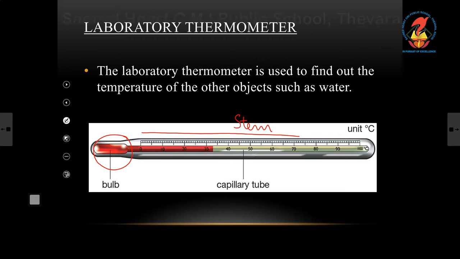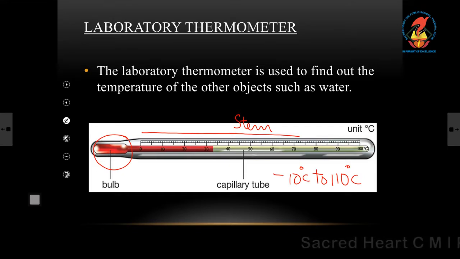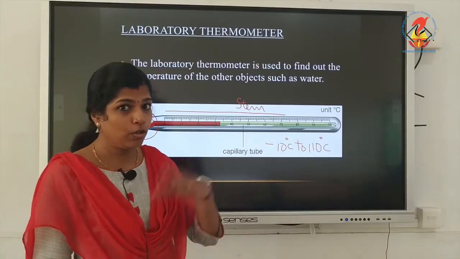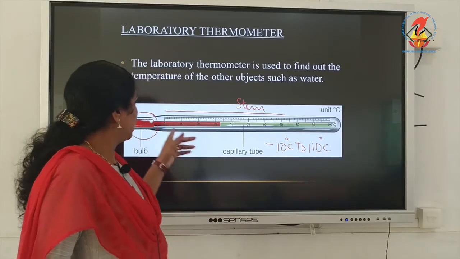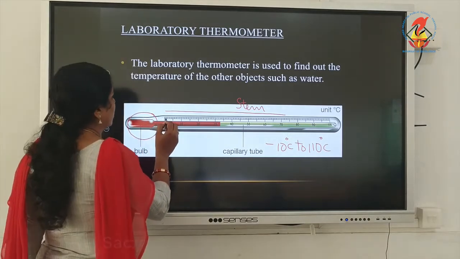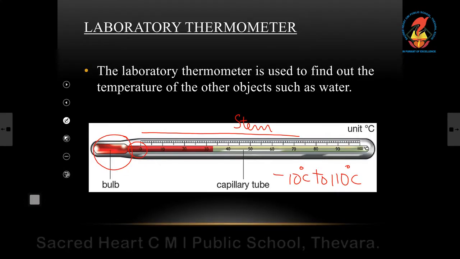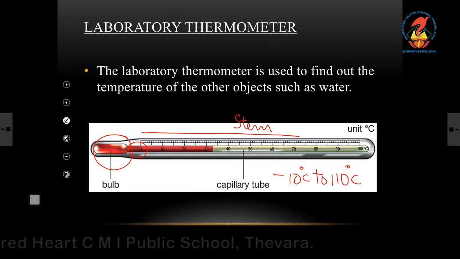For a laboratory thermometer, we can measure the temperature from minus 10 degrees Celsius to 110 degrees Celsius. And there is no kink or distortion in this laboratory thermometer.